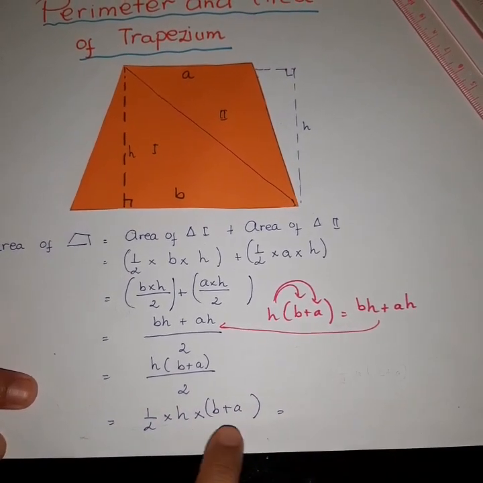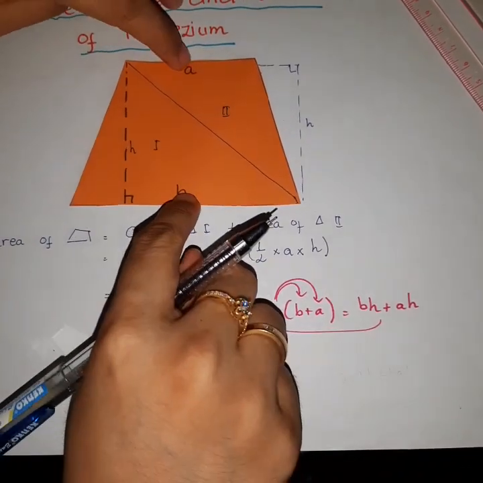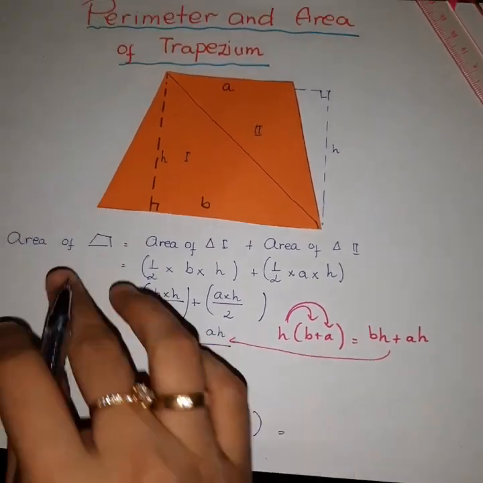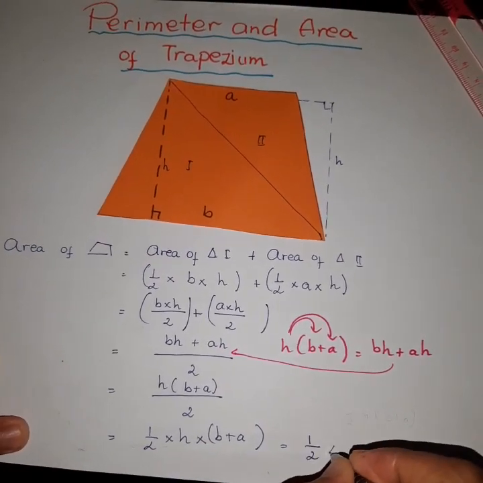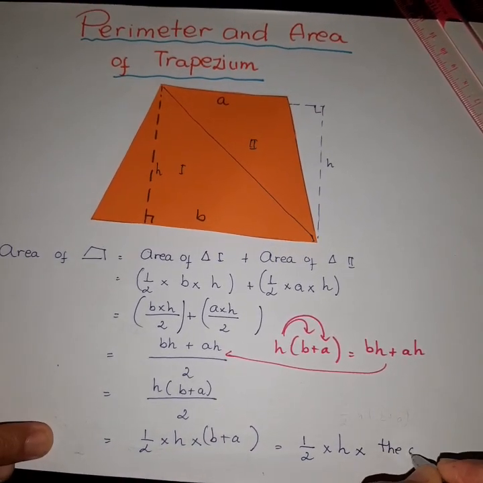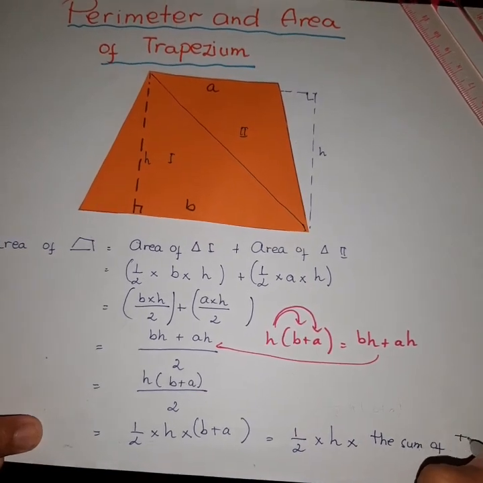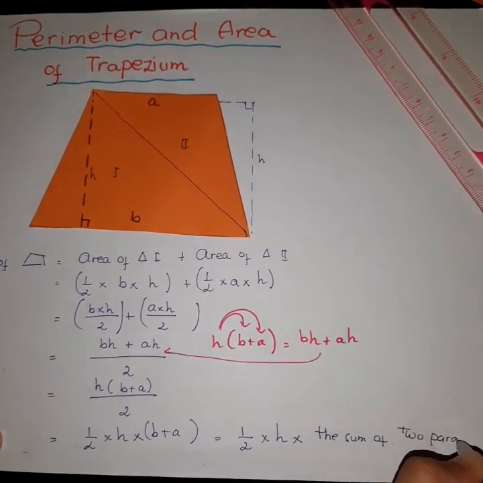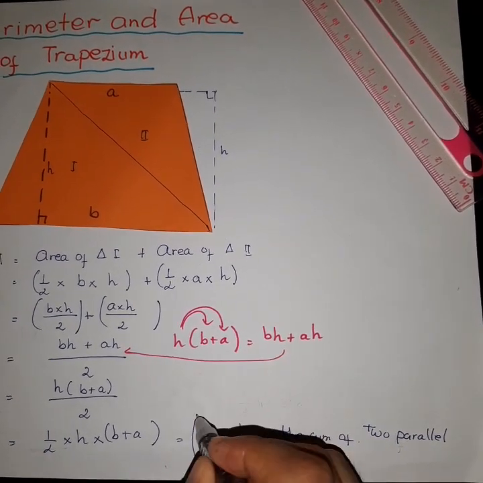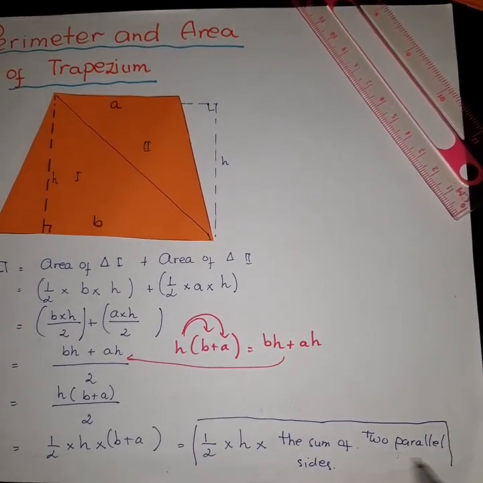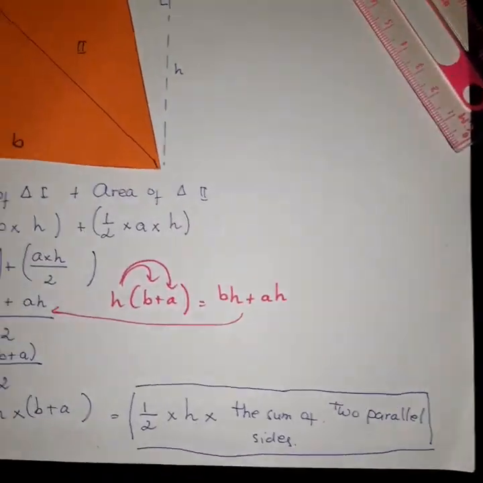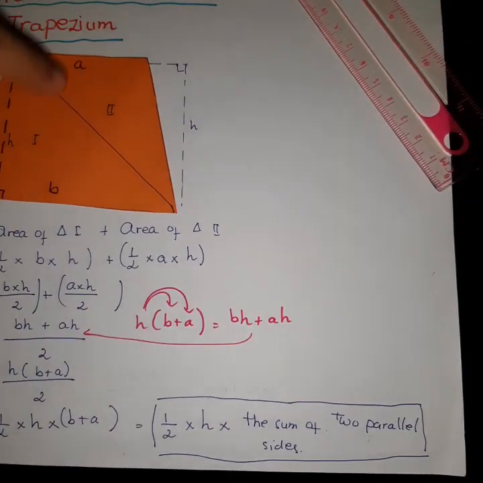And since B plus A, B and A, are the two parallel sides, I can write that the area of a trapezium is half times its height times the sum of the two parallel sides. So this will be the formula for the area of a trapezium: half times its height times the sum of the two parallel sides.